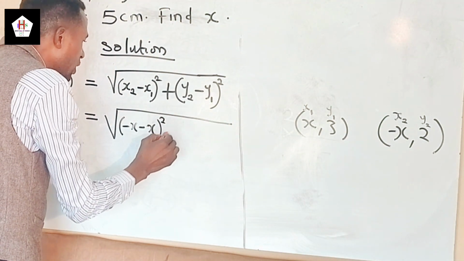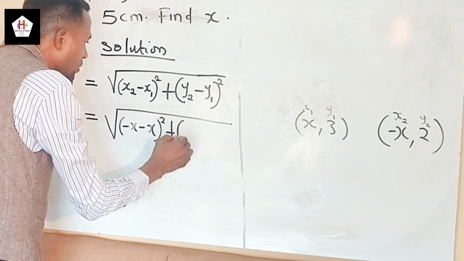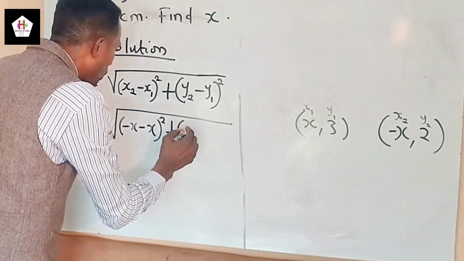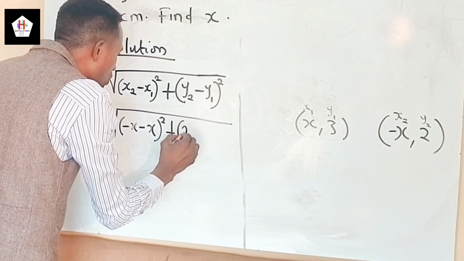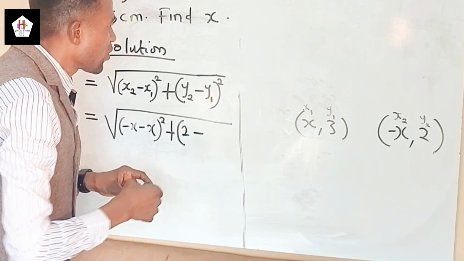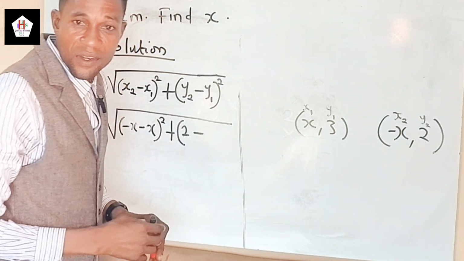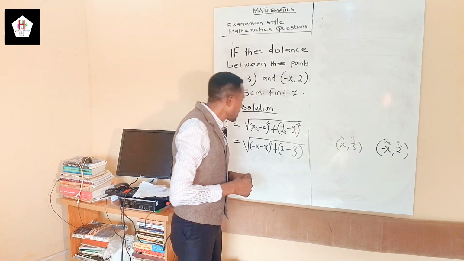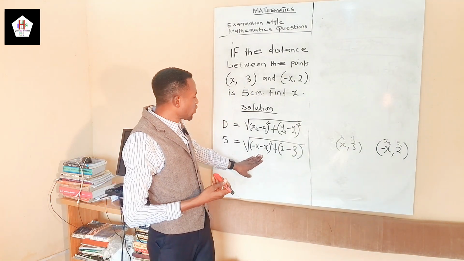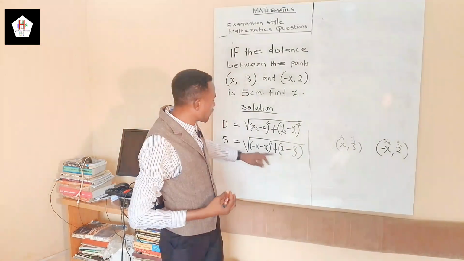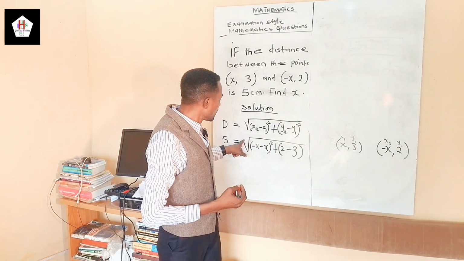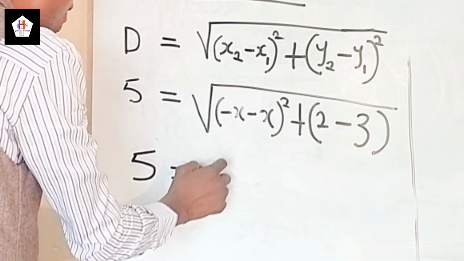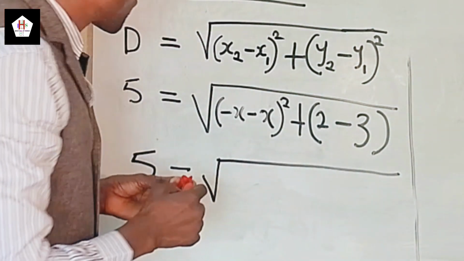Then our square plus y subscript 2 here is 2. We now substitute it, 2. Then minus y subscript 1 is 3. So we have our 3. Having done this, we are going to work what is inside this bracket before we consider our root sign. So we have our 5 equal to a root of.